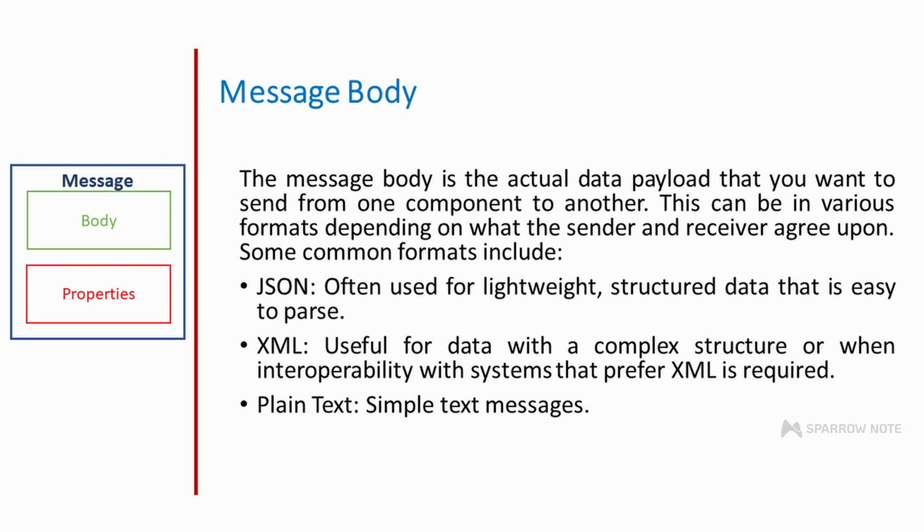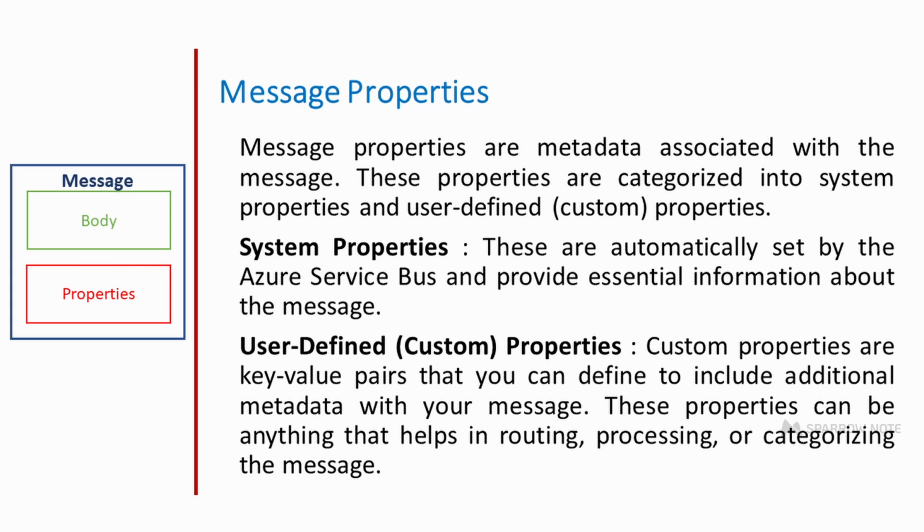Message properties are metadata associated with the message. These properties are categorized into system properties and user-defined or custom properties. System properties are automatically set by the Azure Service Bus and provide essential information about the message. User-defined or custom properties are key-value pairs that you can define to include additional metadata with your message. These properties can be anything that helps in routing, processing, or categorizing the message.